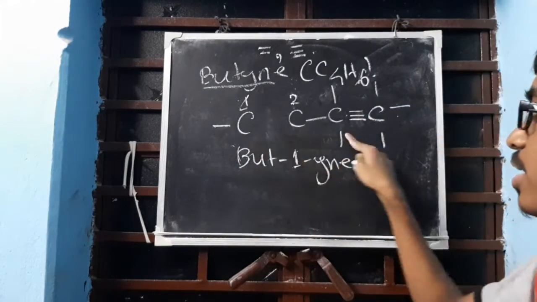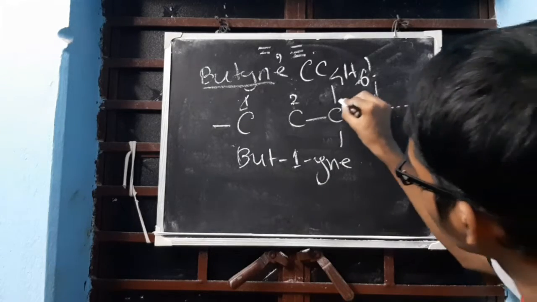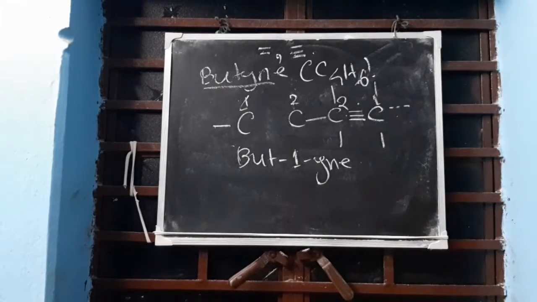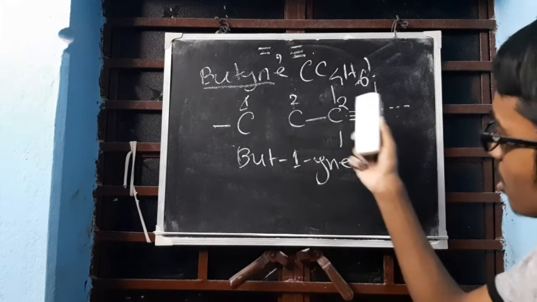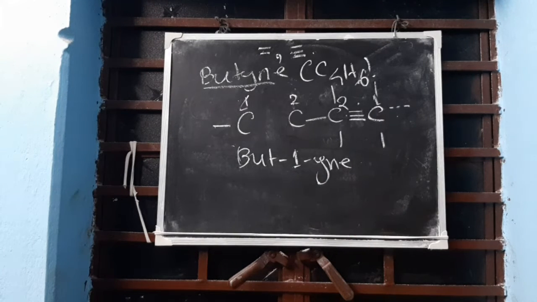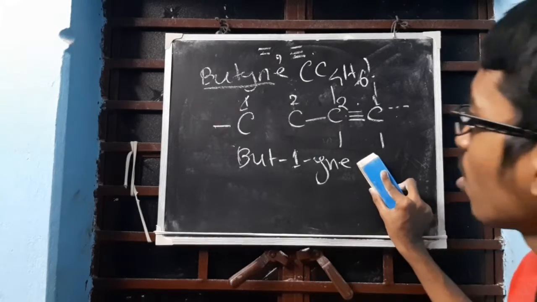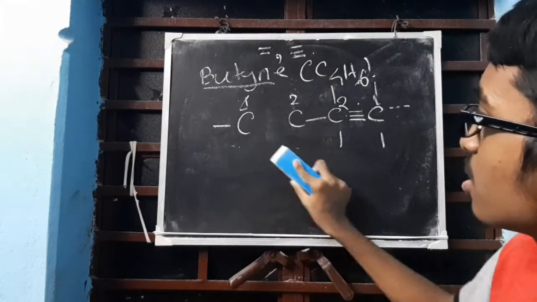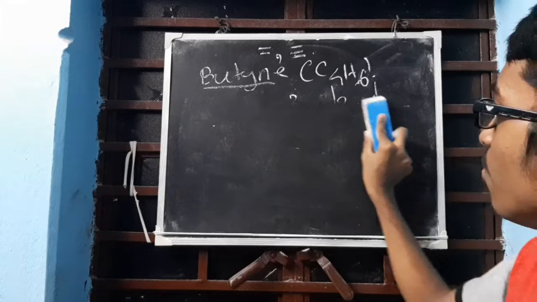Because this and then numbering will start from here. If this is there, clear? That is a thing. Okay. So if you place it over here also, the name will remain the same. So that's not an isomer. Clear? So for that we need to place this triple bond somewhere else.